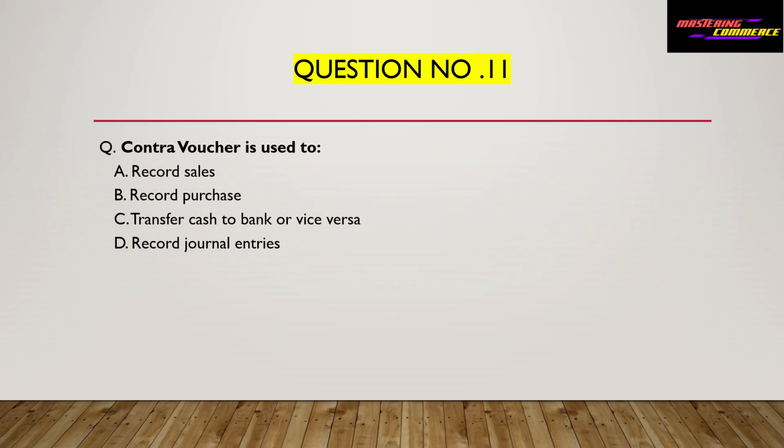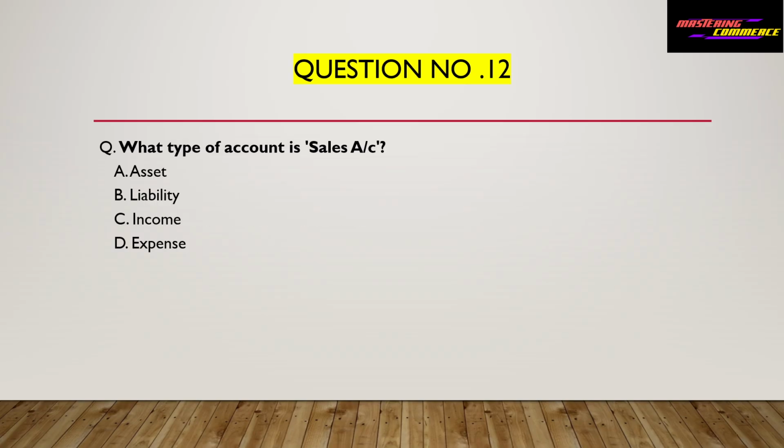Question number 11 is contra voucher is used to record sales, record purchase, transfer cash to bank or vice versa, then record journal entries. So here the correct answer is C, transfer cash to bank or vice versa is called contra entry or as such contra voucher.